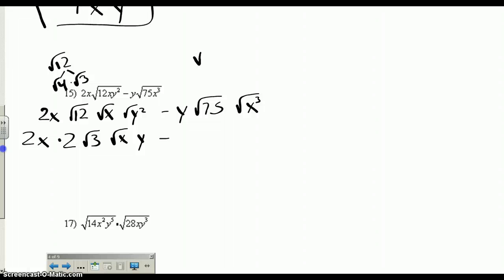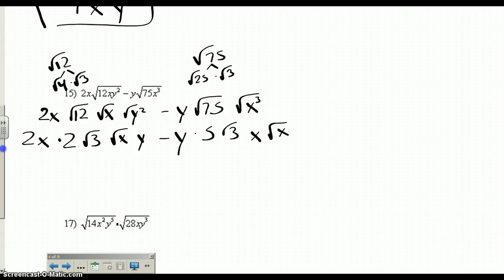Okay, let's look at the square root of 75. Well, think about any perfect squares that fit into 75. Well, that's got to be 25 and 3. And the square root of 25 is just 5. So I'm going to bring down that y, multiply it by 5 root 3. And then how many times does 2 go into 3? Well, it goes into once, and there's a remainder of 1.